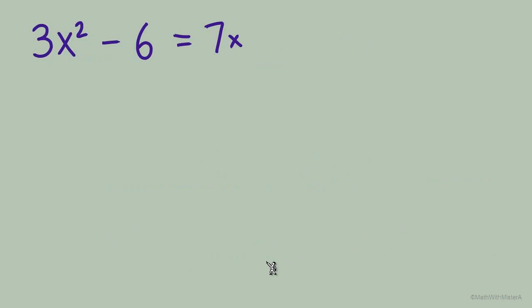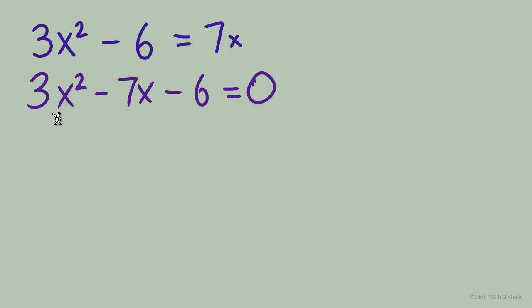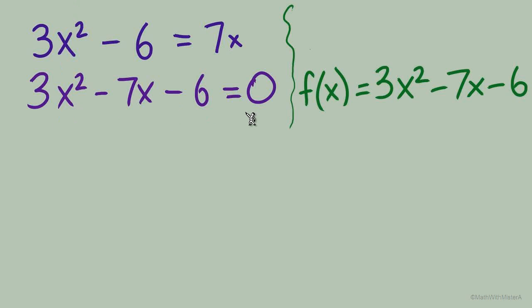The first thing we should do is put this equation into standard form. Let's collect all the terms on the left side. So the positive 7x will move over to the left side. It becomes negative 7x. And we'll put these in descending order to get 3x squared minus 7x minus 6 equals 0. Now, when we have our quadratic in this standard form, there is a related quadratic function. We could say that f of x equals 3x squared minus 7x minus 6.